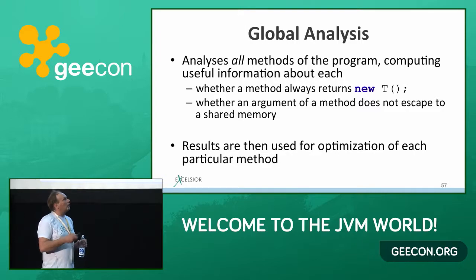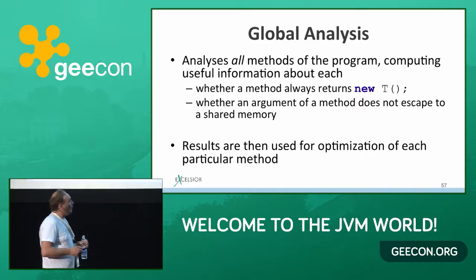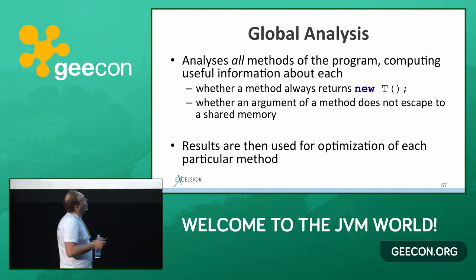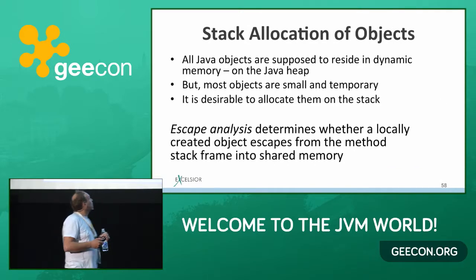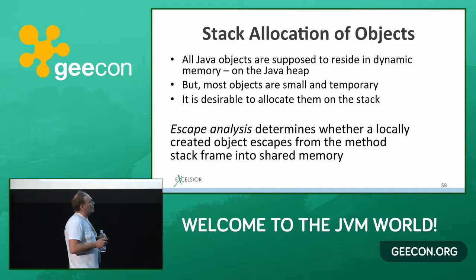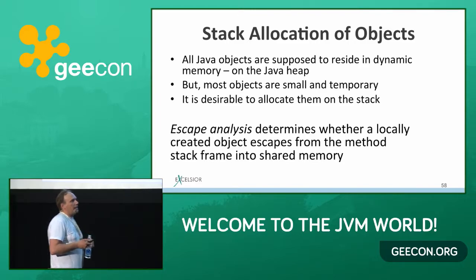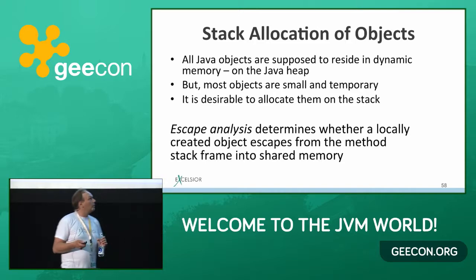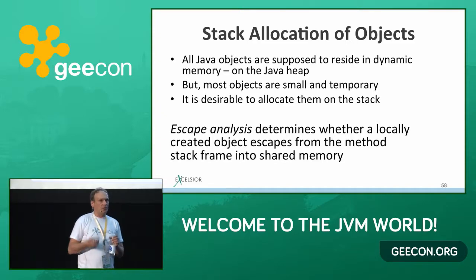The analysis that scans all methods of your program is called global analysis. And what else can it be used for? How about detecting whether an argument of a method does not escape to shared memory? It can then be used in escape analysis that determines whether a locally created object escapes from the method's stack frame into shared memory. And if it appears that it doesn't escape, we can allocate such an object on a stack rather than a heap. But local escape analysis cannot detect such objects if they are passed as parameters to other methods.